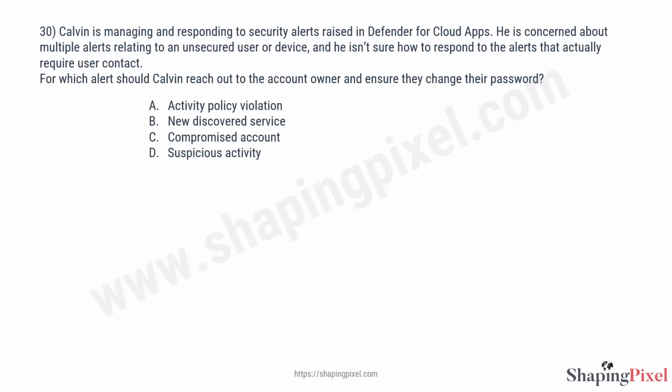And we have the following four options. Option A, activity policy violation; new discovered service; compromised account; suspicious activity. So the right answer here is option C, compromised account.